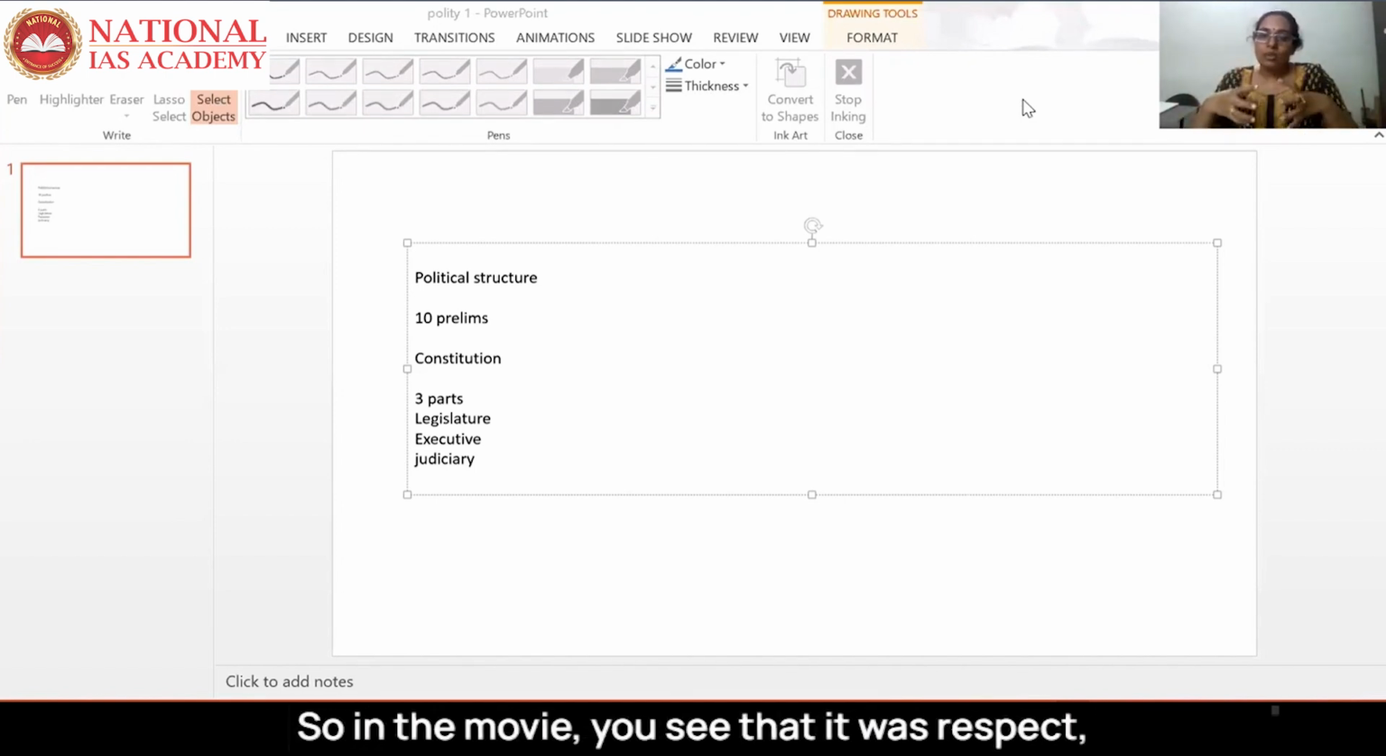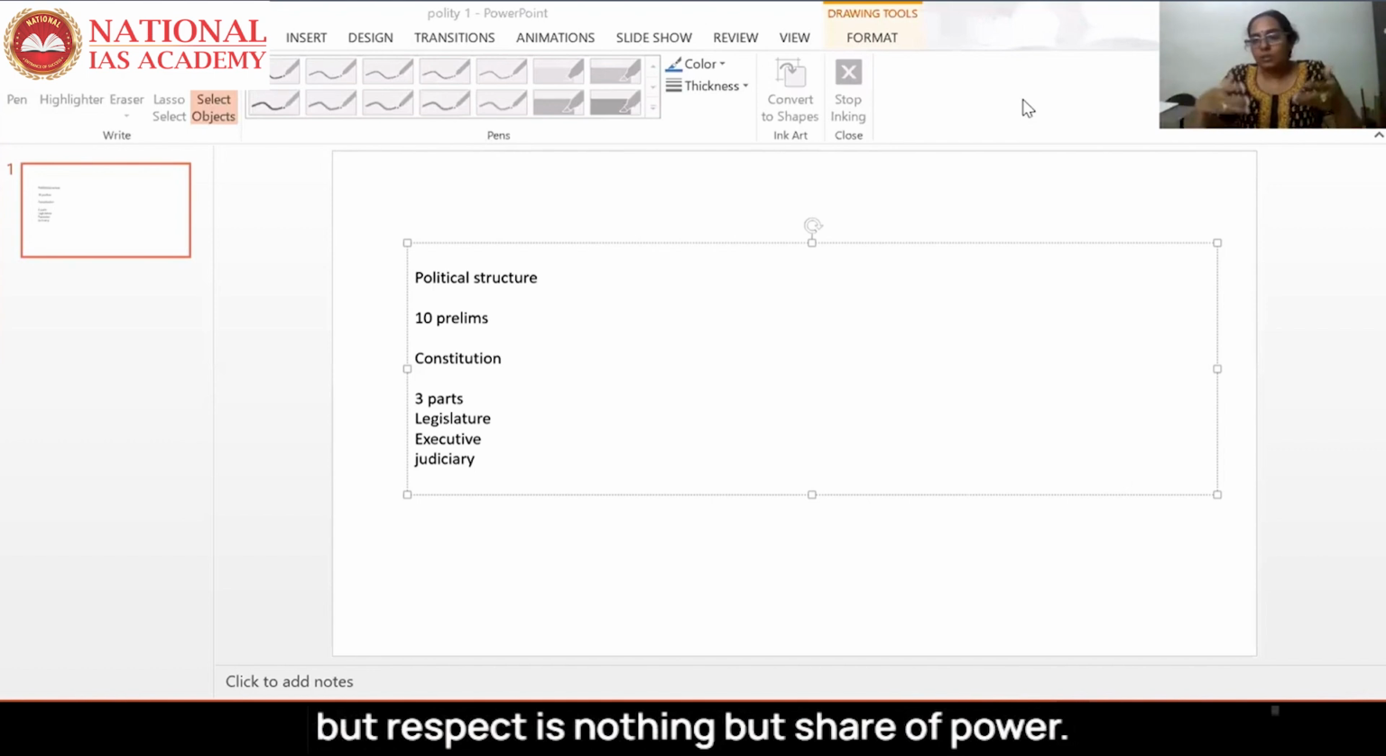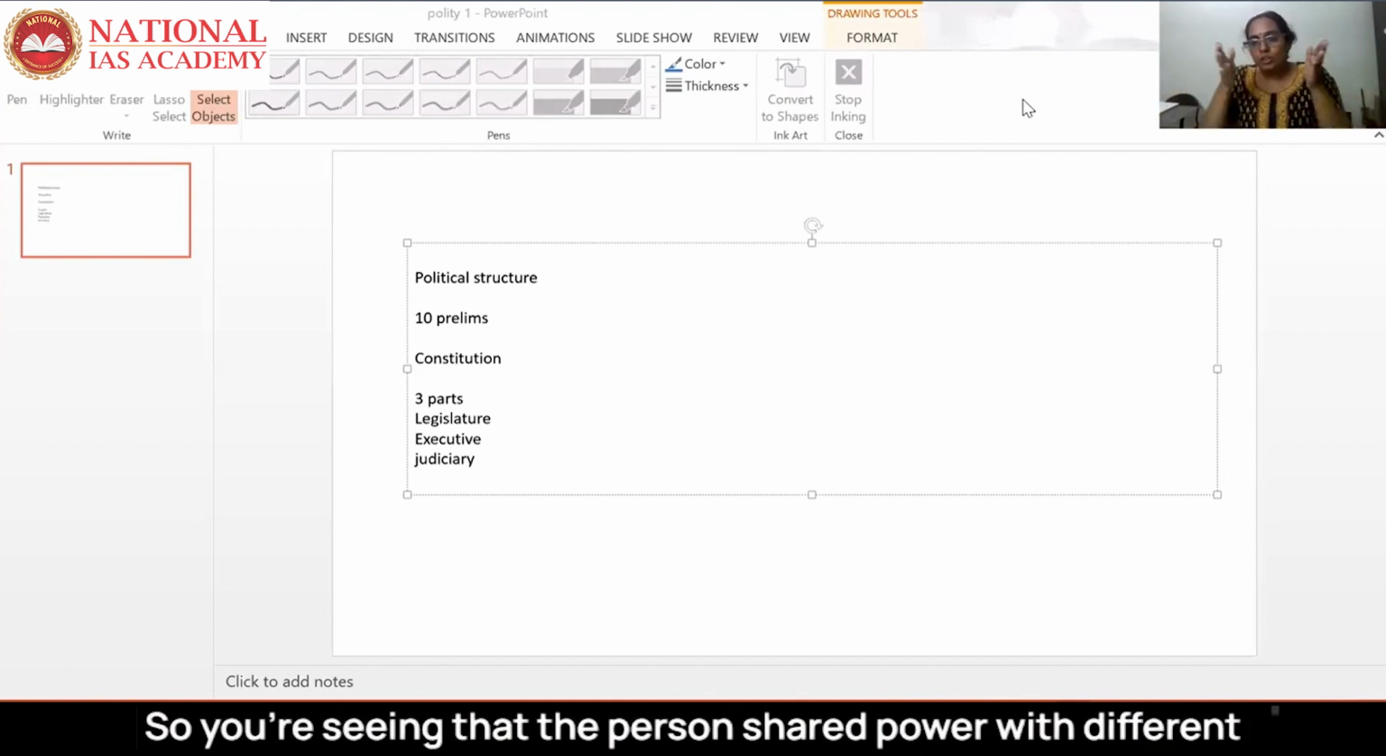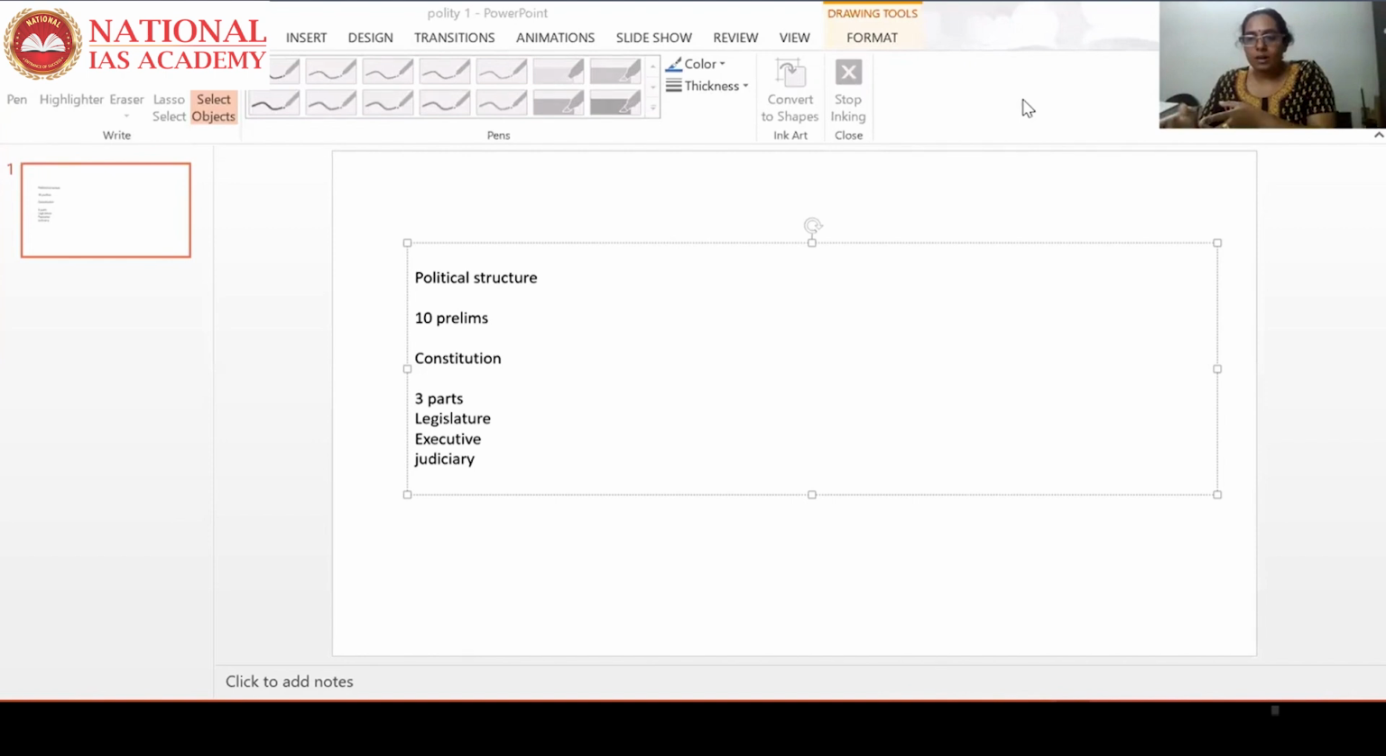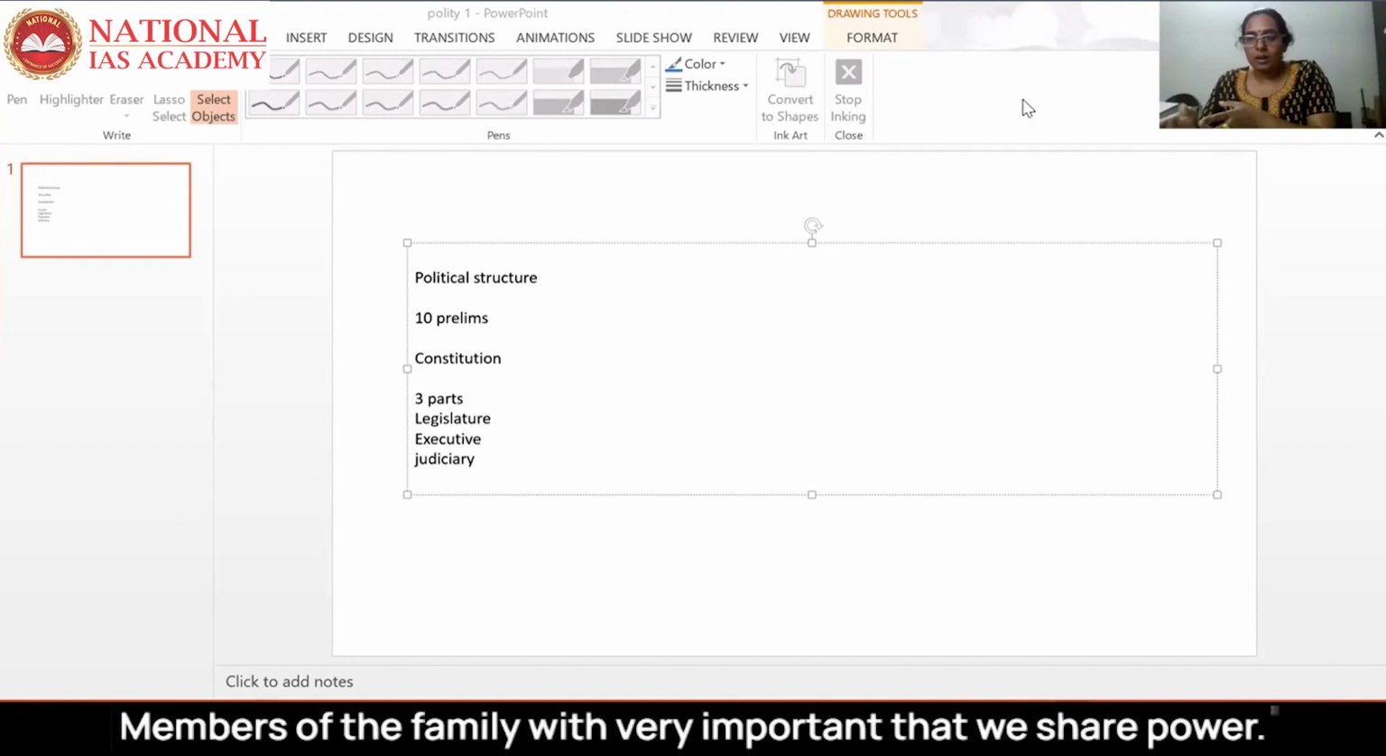So in the movie, you see that it was respect, but respect is nothing but a share of power. So you're seeing that the person shared power with different members of the family. It is very important that we share power.